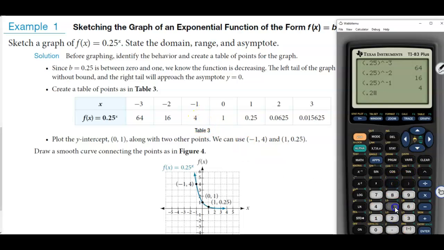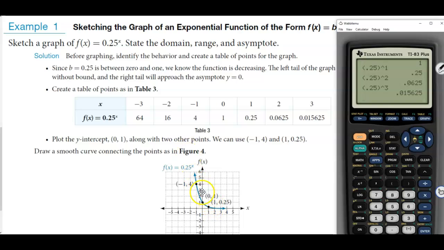If we raise 0.25 to the 0 power, anything to the 0 power is always 1. Raising 0.25 to the 1 power, anything to the 1 is itself, so it's 0.25. Then 0.25 raised to the 2nd power gives us 0.0625. And 0.25 raised to the 3rd power gives us 0.015625. Now we want to plot the y-intercept (0, 1) along with 2 other points.